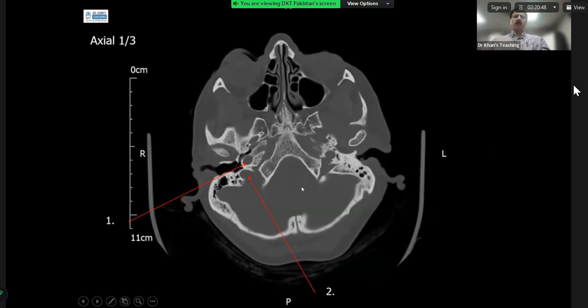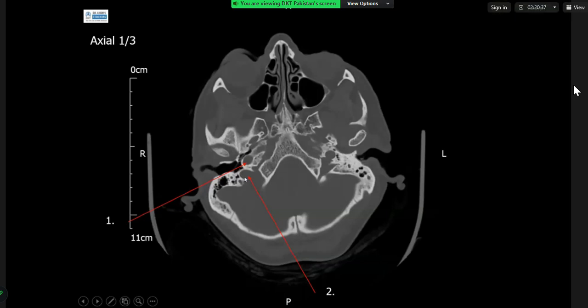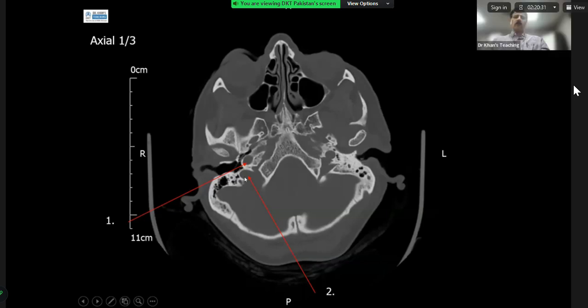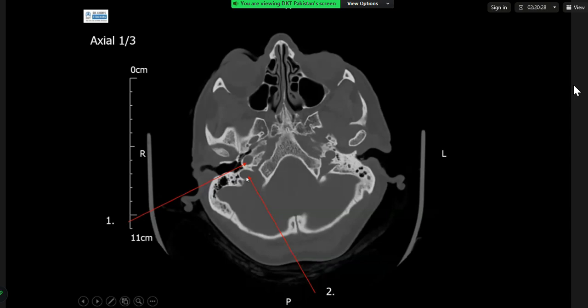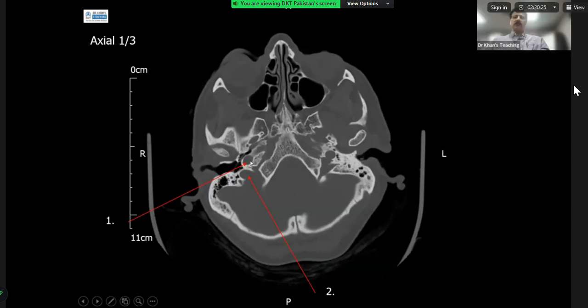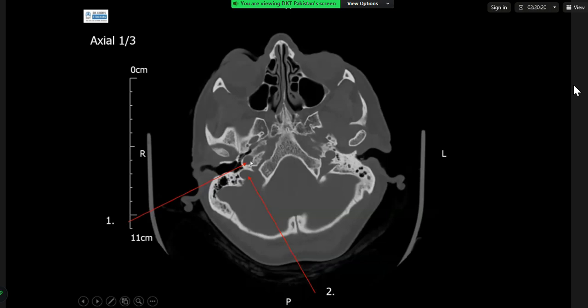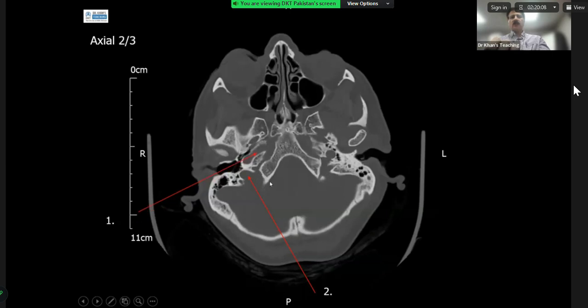Okay, so candidate 1, anatomy question. What is this? Which foramen is this? Candidate 1? Sorry, yes, sorry, I was trying to unmute myself. That's the jugular foramen. And what is this? And that's anterior to the jugular, that's the carotid canal. Excellent, well done. Yes, it continues medially as well. Yeah, so this is the carotid canal and this is the jugular foramen.